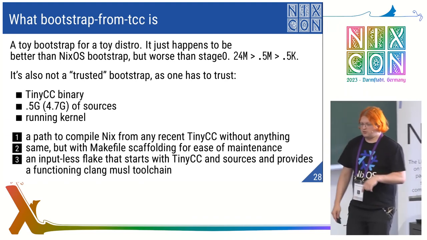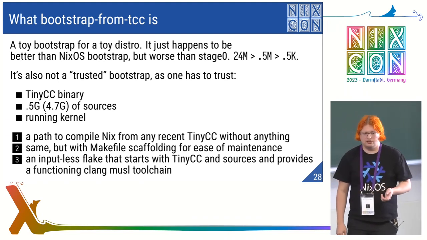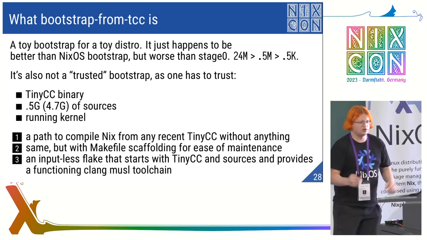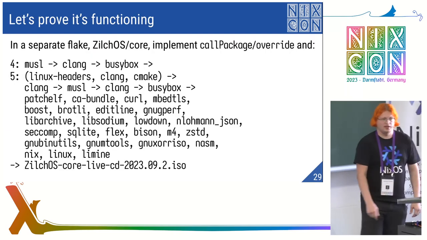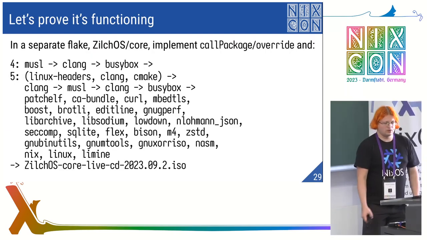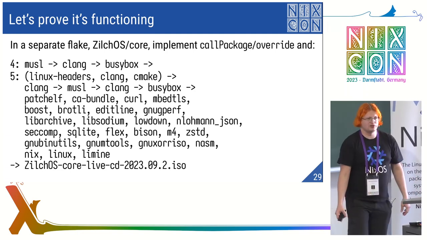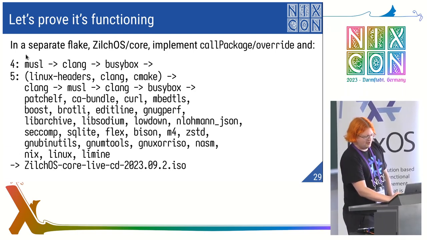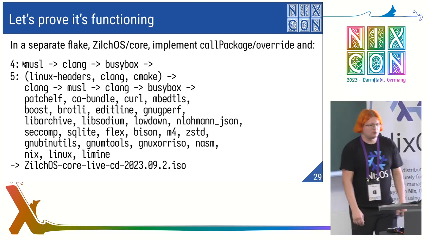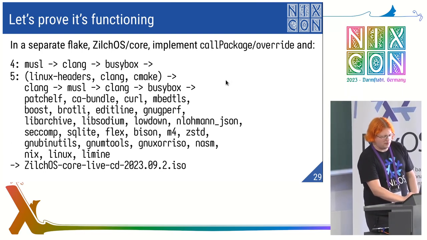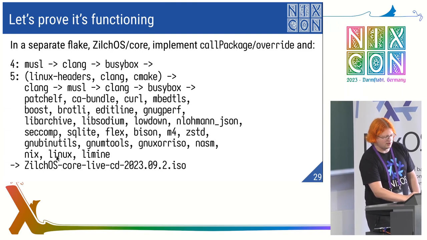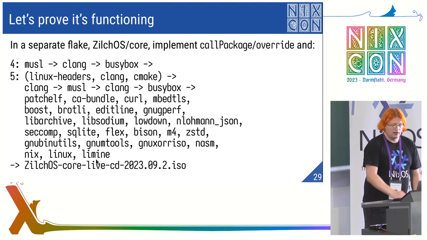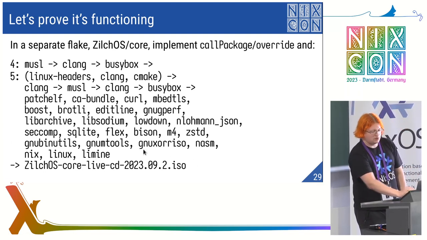And finally, this is also a flake, which has no input flakes, but it pulls in TinyCC, some sources, and gives you a functioning toolchain. To prove that it's functioning, I've started this next flake called Ziltrace Core. There I implemented call package and overwrite patterns using NixPills. And starting from the toolchain I had in the previous part, built with Nix, I'm building a ton of other stuff, out of which notable ones are BusyBox, Nix, Linux, and Limine, which is the bootloader of choice for me. Yeah, and all of that culminates in a bootable ISO file.